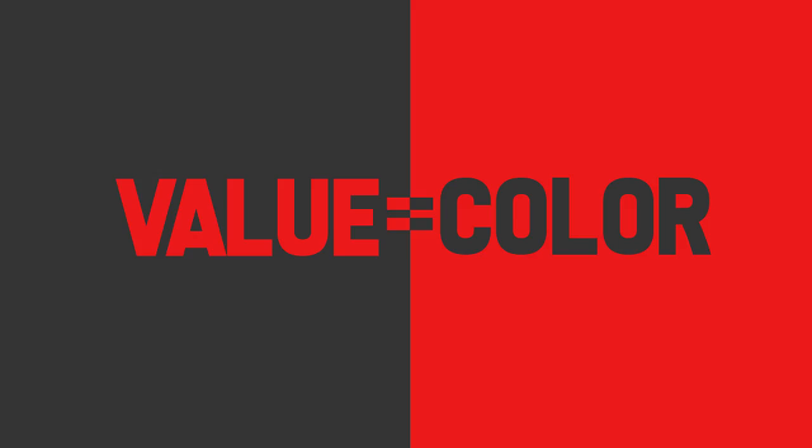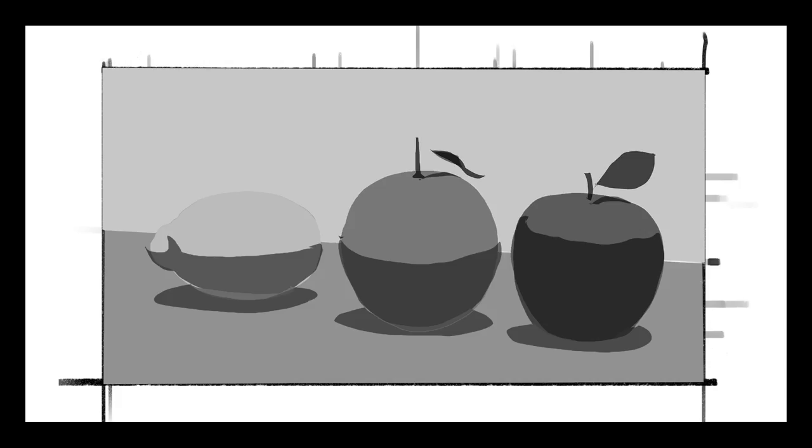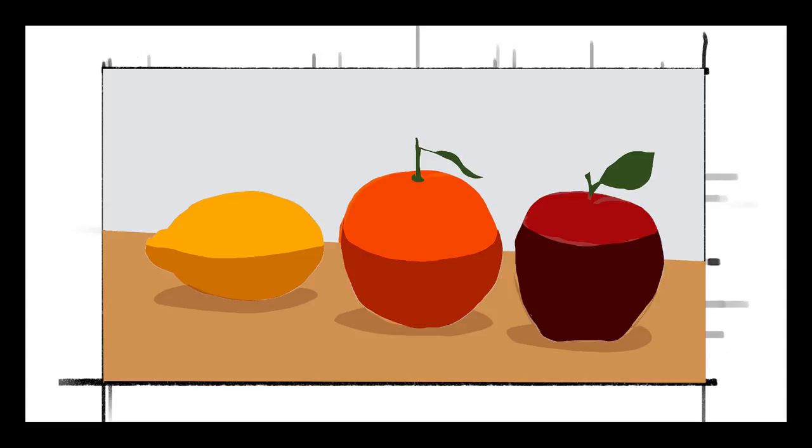Value equals color, color equals value. They're the same thing. We trained to take value or extract value out of color, but then we have to put it right back in. So the rest of this picture, we're going to modulate the surfaces using color, and here's how we're going to look at them.